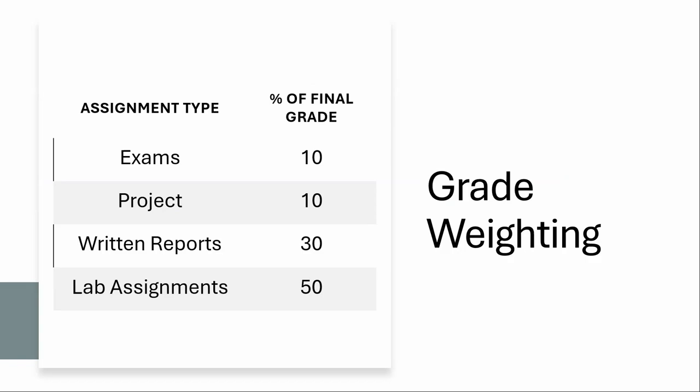All right, grade weighting. For exams, we will have a midterm and we may have a final exam depending on how midterms go. Those are going to be weighted as 10% of your overall grade. Your final project at the end of the semester is going to be worth 10% of your grade as well. We'll get into what each of these things are further on. Written reports based on some of the lab exercises that we do are 30% of your grade, and your lab assignments are going to be 50% of your total grade.